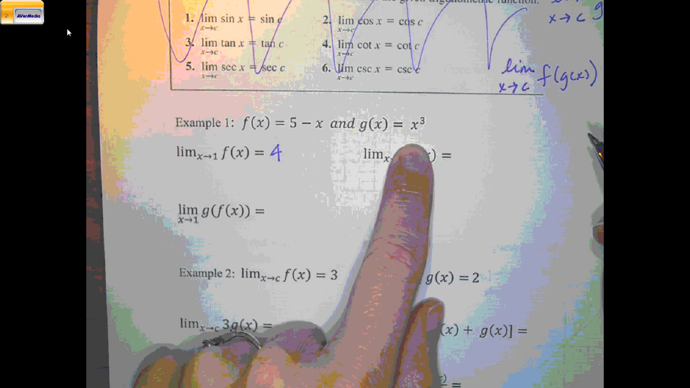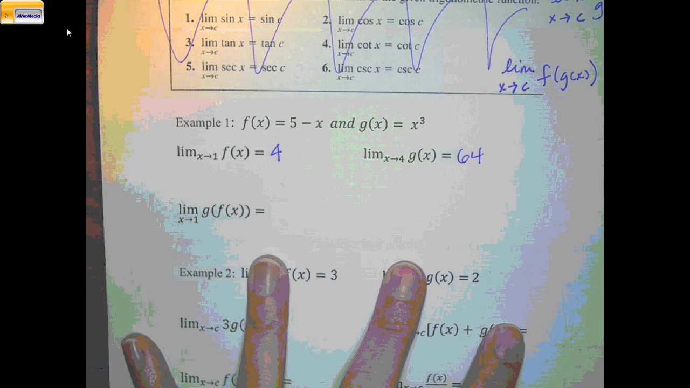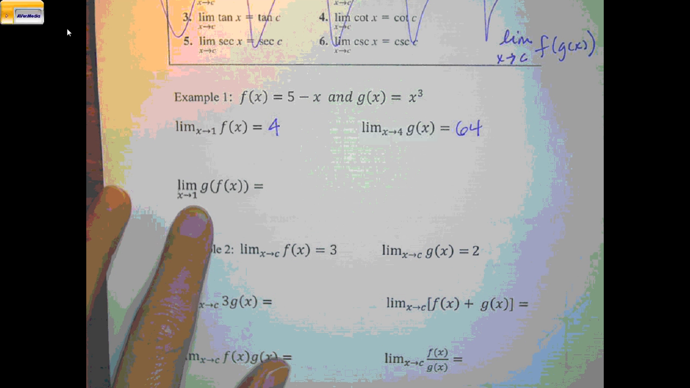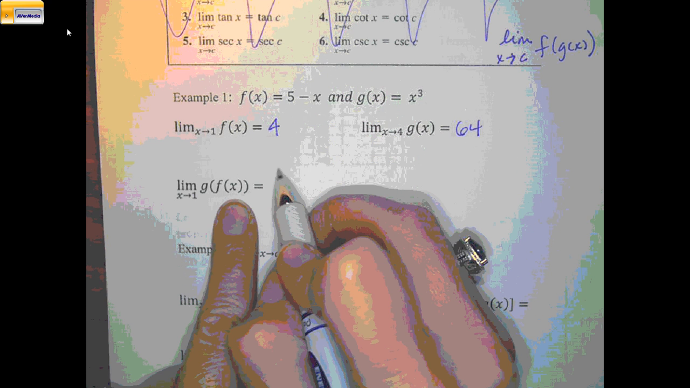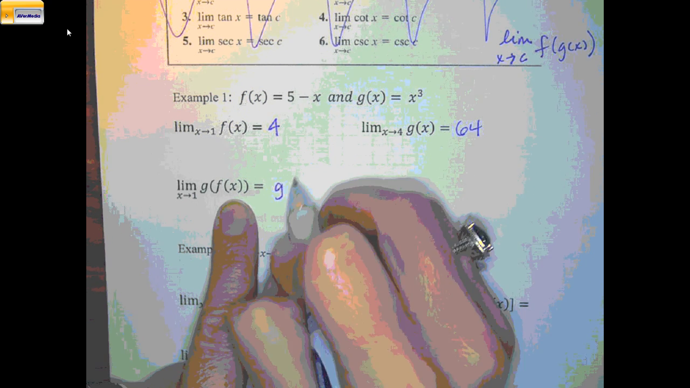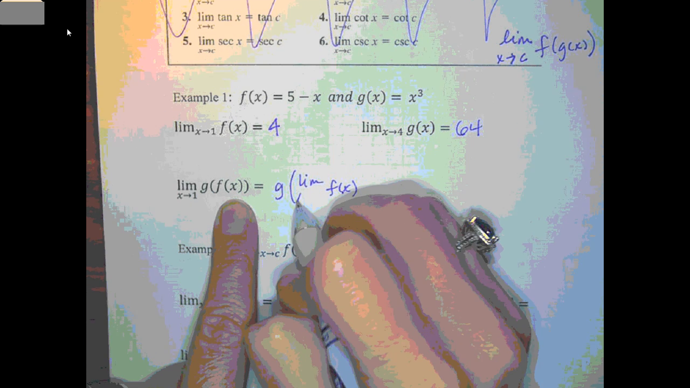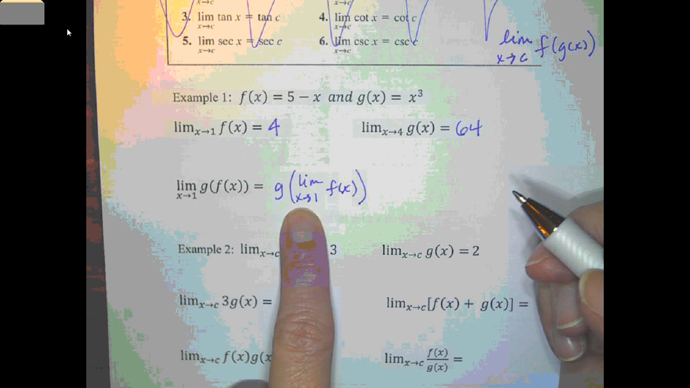g of x. What's 4 cubed? 64. So now they're asking for what's the limit as x approaches 1 for g of f of x. Working from the inside out, and this is my note, so I'm physically going to write this out. The property says I can find first the limit of f of x as x approaches 1, and then plug it into g, and I should be good.